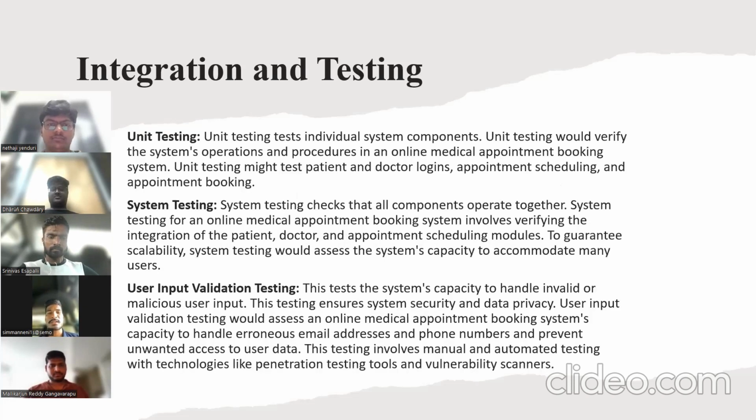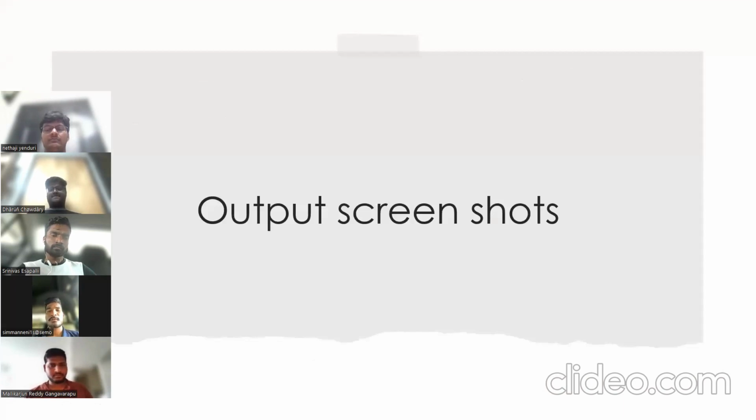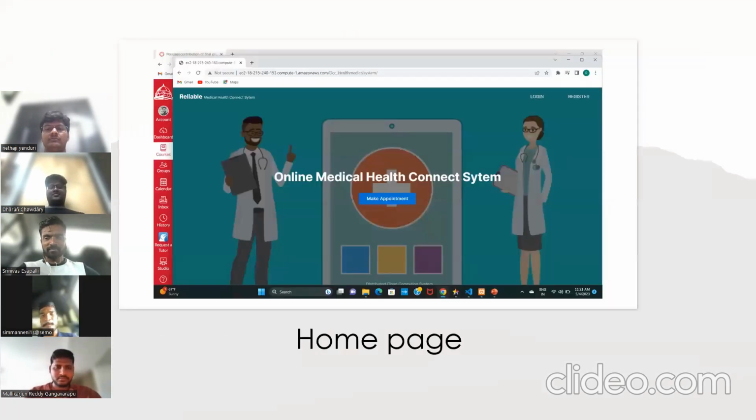The integration and testing includes unit testing, system testing, and user input validation. The unit test includes system components. Unit testing will verify the system operations and procedures on the medical appointment booking system. System testing checks that all the components operate together. System testing of the online medical appointment booking system involves verifying the integration of the patients and doctor appointments. User input validation testing. Yeah, one of my friends will continue this presentation.